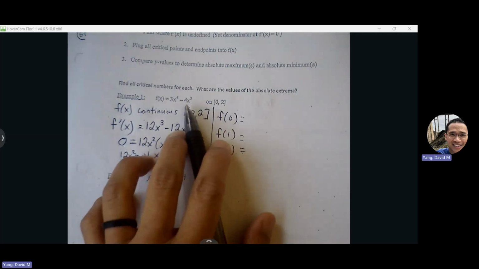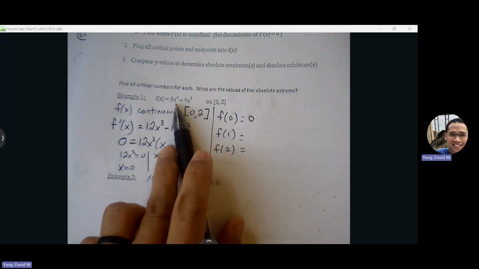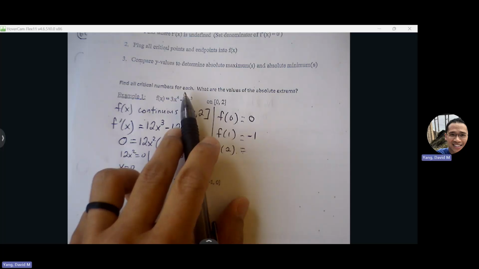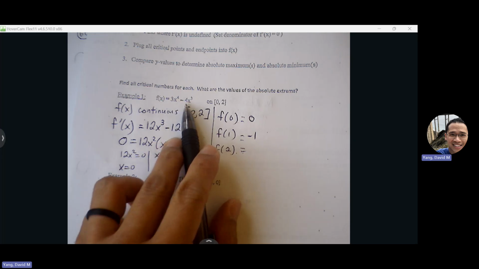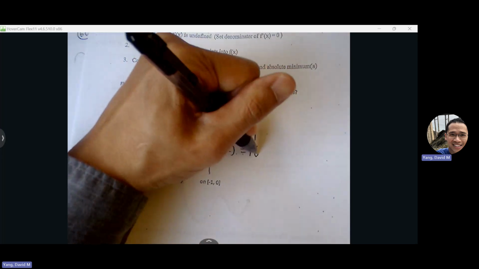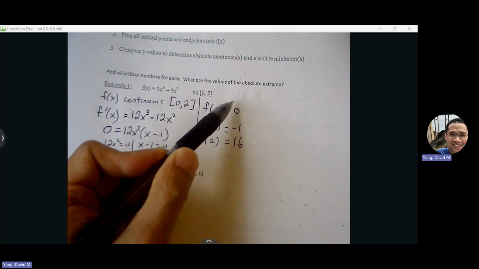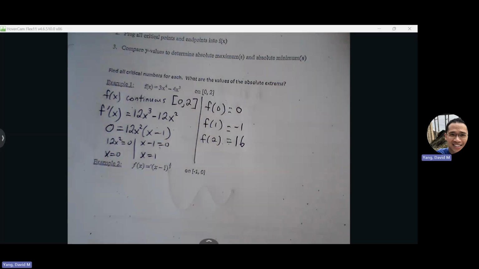So if I plug 0 into the original function, I get 0. If I plug 1 into the function, I get 3 minus 4, which is -1. If I plug 2 into the function, I get 3 times 16, that's 48, minus 32, that's going to be 16. And then between these 3 numbers, that's all we need to consider in terms of the highest and lowest points on this graph. We don't have to rely on the graph, we just rely on these numbers.